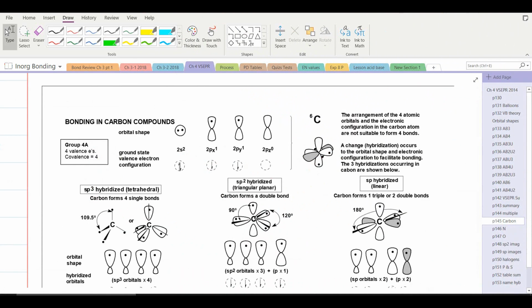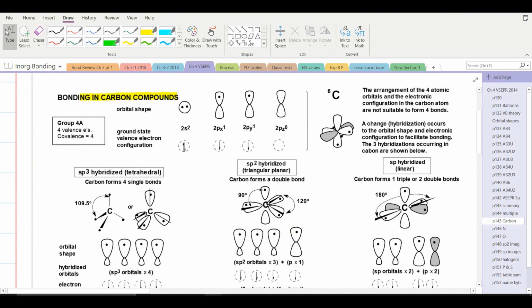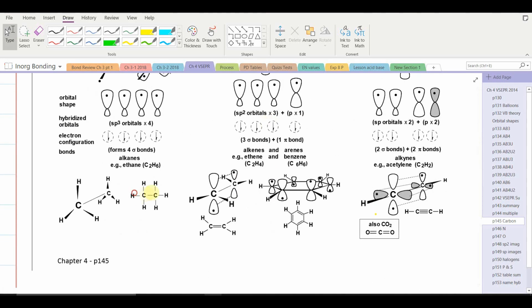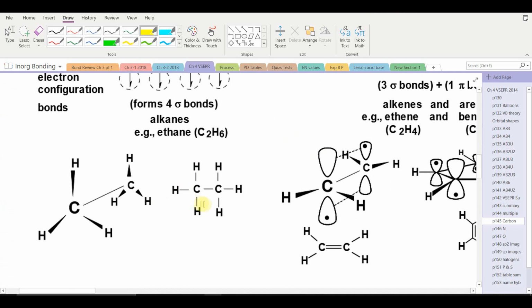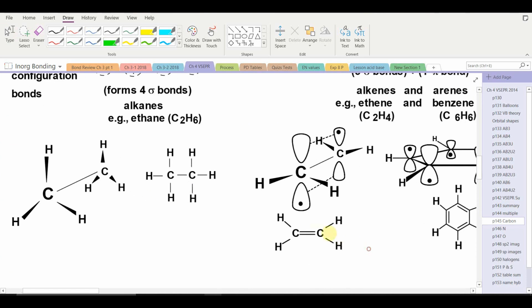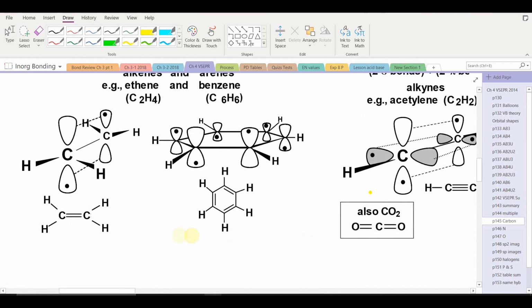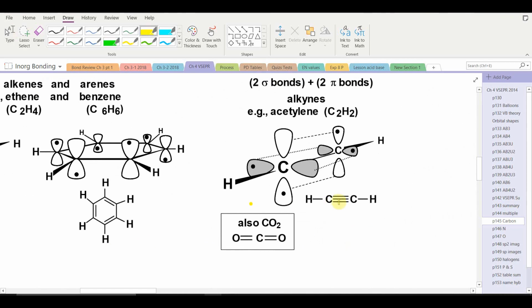Page 145. Bonding in carbon compounds. This may take some time for you to grasp. I'll do my best to help you visualize it. So carbon is extremely versatile. It can form 4 single bonds, as you see in ethane here. It can form a double bond and 2 single bonds. It can also form a triple bond and a single bond, even form 2 double bonds. How does it do all this?